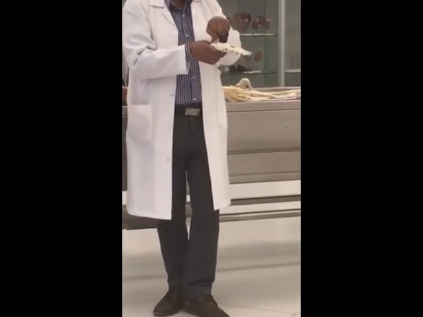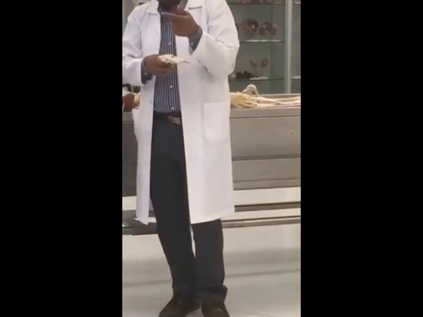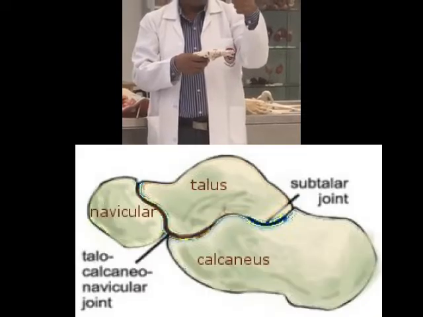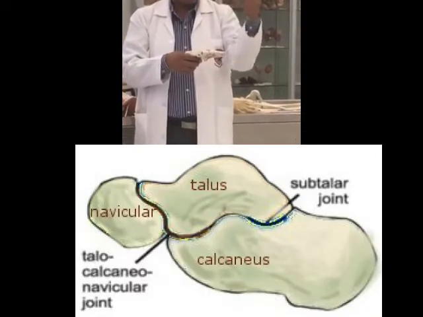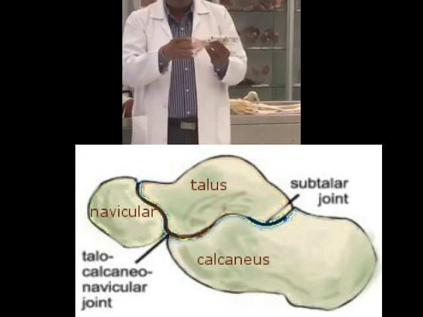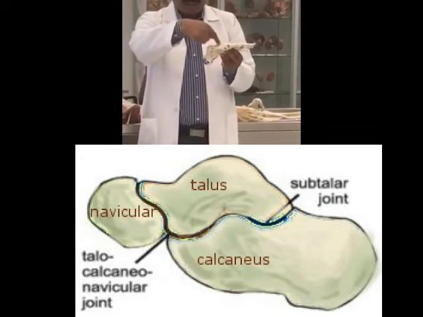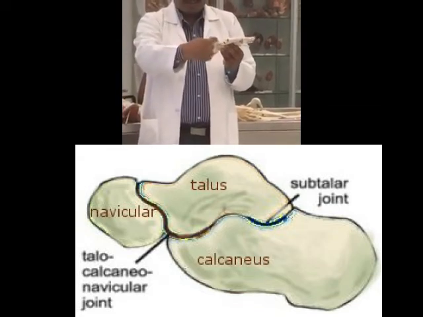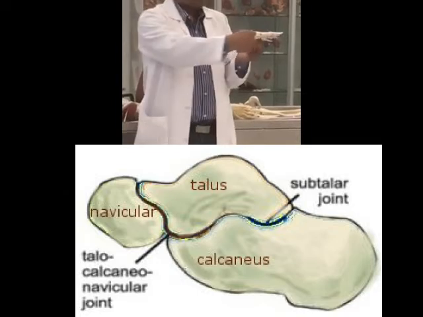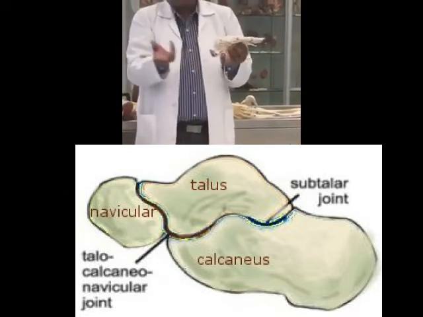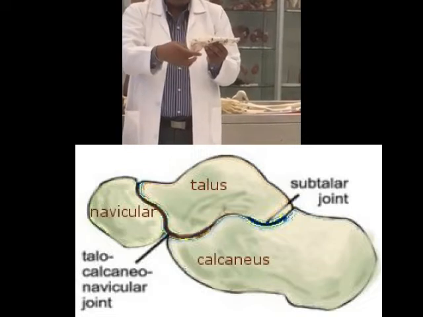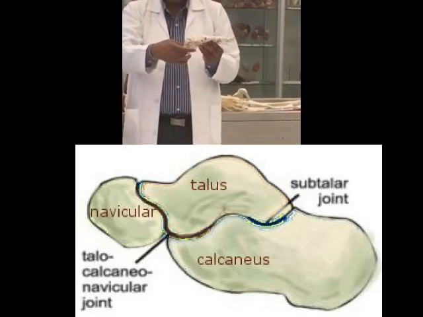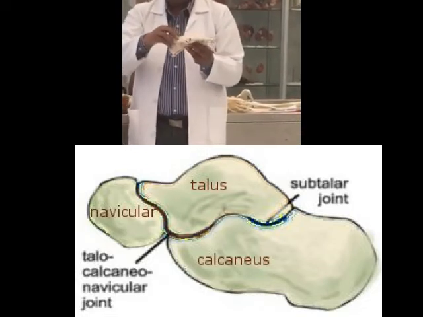One joint which remained here is the subtalar joint or talocalcaneo-navicular joint. See the names: talo, talus; calcaneo, calcaneum; navicular. Where is it? This talus, this navicular, this is calcaneum. So it is here. It is a combined joint. So it is easy to interpret that it is between talus, calcaneum and navicular. This is the talocalcaneo-navicular joint.